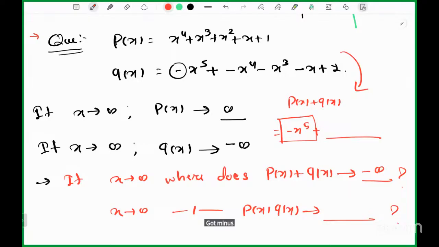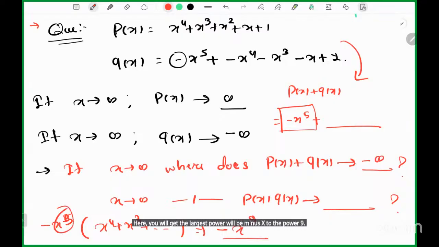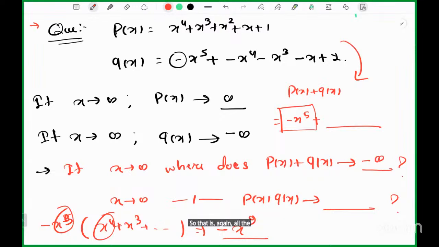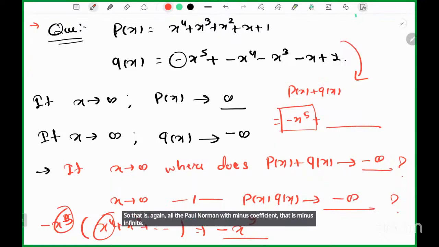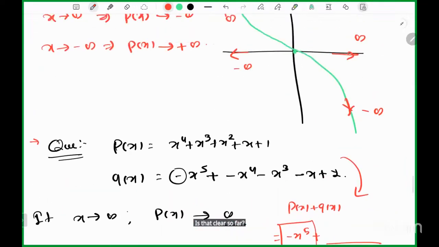Why does it go to minus infinity? Because here you can figure out the largest power of p of x and q of x will be x to the power 9, right? Because minus x to the power 5 multiplied with x to the power 4 plus x cube plus so on, the largest power will be minus x to the power 9. Minus x to the power 5 multiplied by x to the power 4 will give you minus x to the power 9. So that is again an odd polynomial with minus coefficient, that is minus infinity. Is that clear so far? Yes, ma'am. Okay, fine.